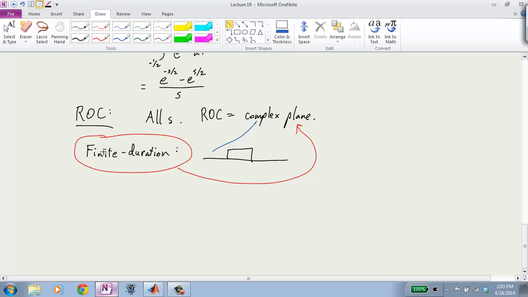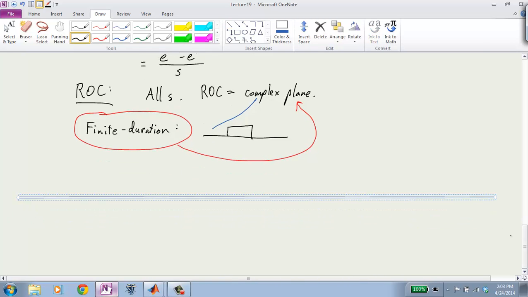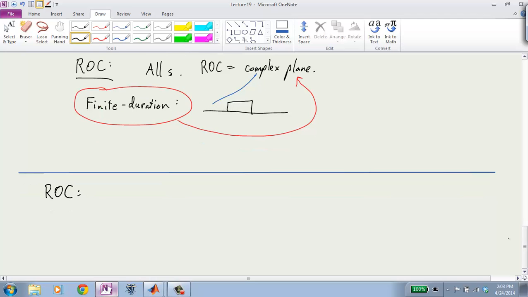Now what we need is a better understanding of this region of convergence. And we'll learn some cool things. First of all, they're always vertical strips.